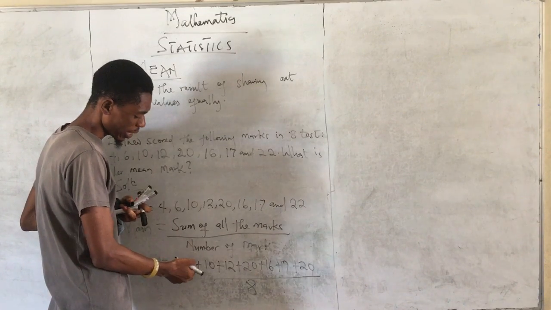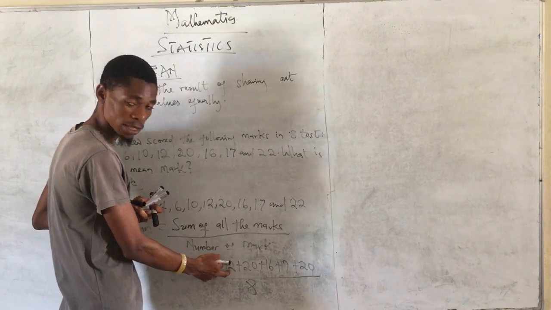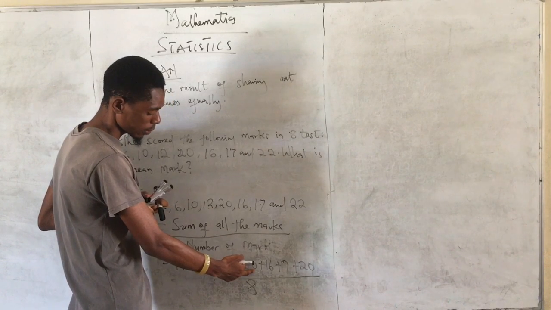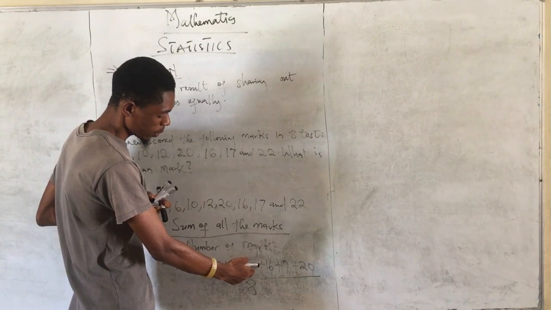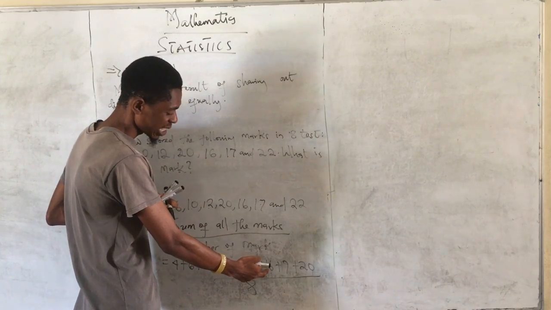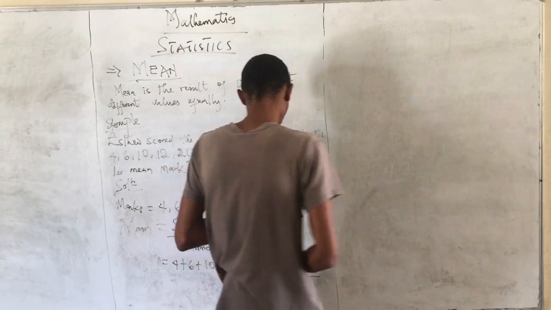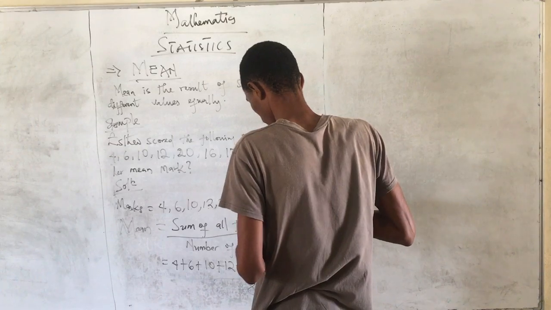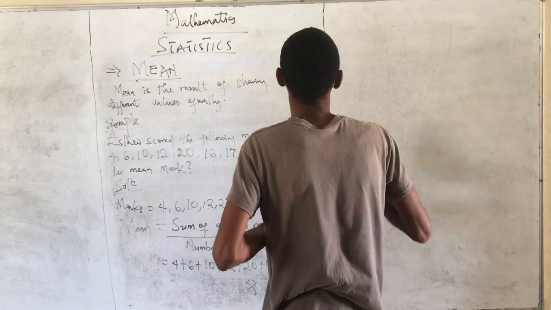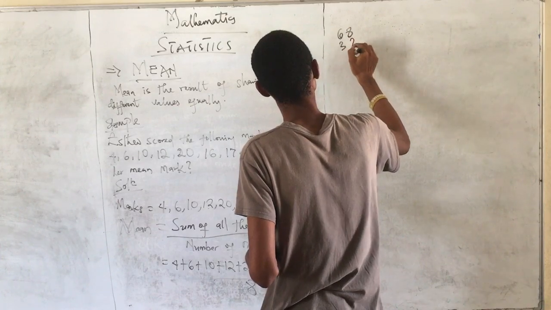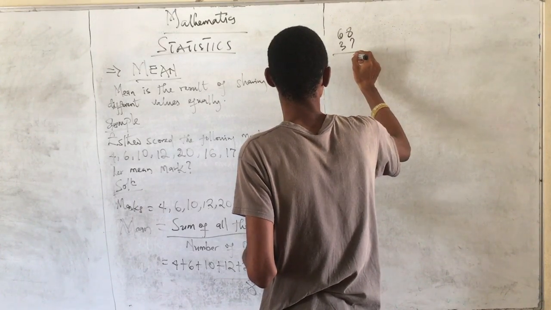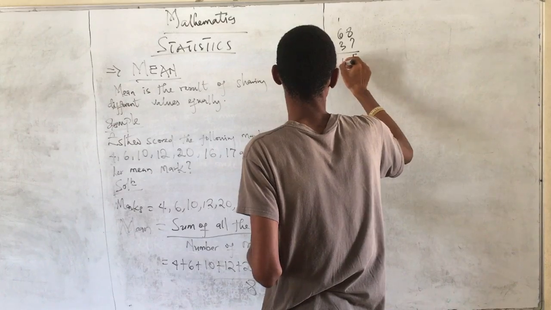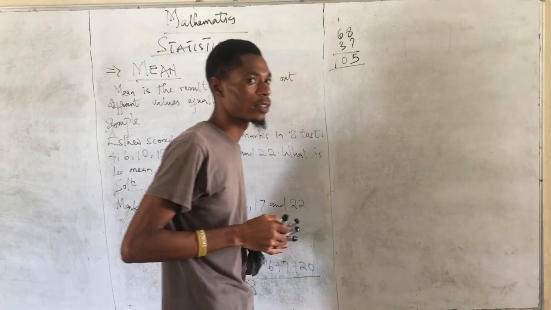4 plus 6 is 10. 10 plus 10 is 20. 20 plus 12 is 32. 32 plus 20 is 52. 52 plus 16 is what? 68. 68 plus 17. This one here gives us what? 5. This one gives us 9. And 1 is 10. So we have 105.